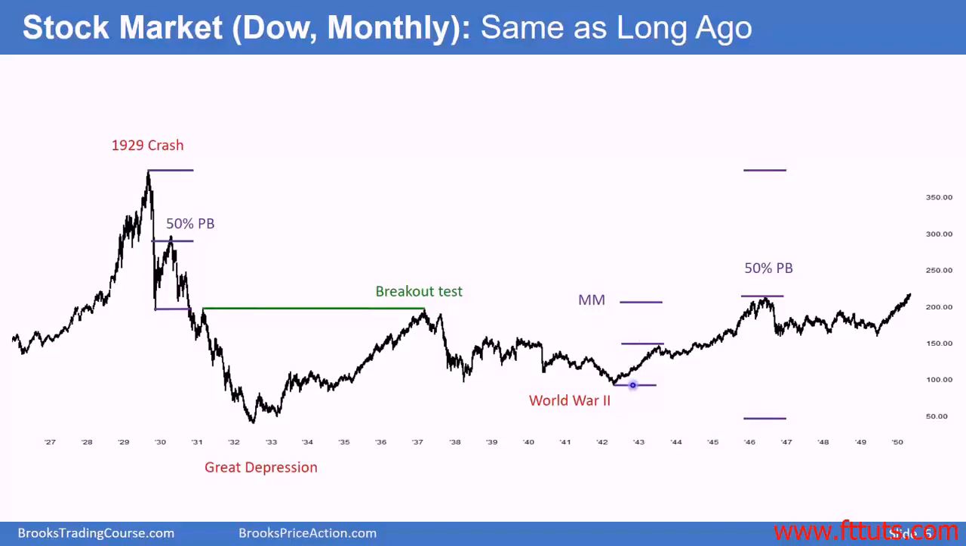Traders buy. We got a pretty strong reversal up here, a pause. Traders expect a measured move up, and we get that. And that's also about a 50% retracement of that entire rally.